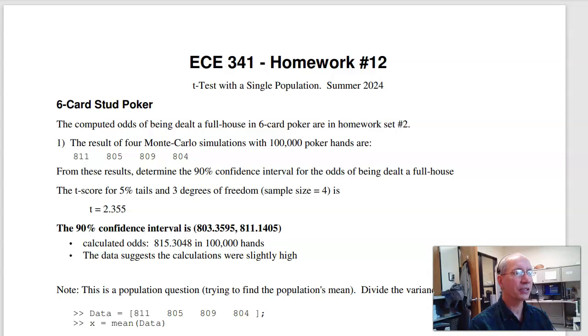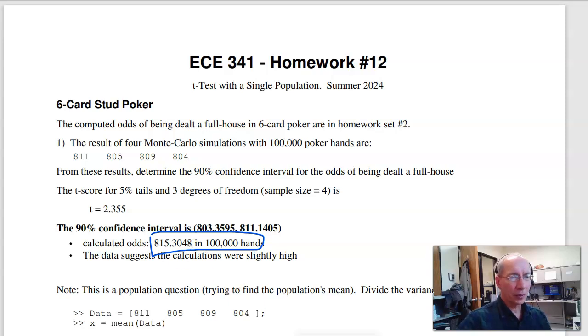In 6-card stud, you're dealt a 6-card hand. You take the best 5 cards, and that's your poker hand. We calculated the odds of getting a full house in 6-card stud, and the odds were 815 in 100,000 hands. Let's see if that matches up with the Monte Carlo simulation.